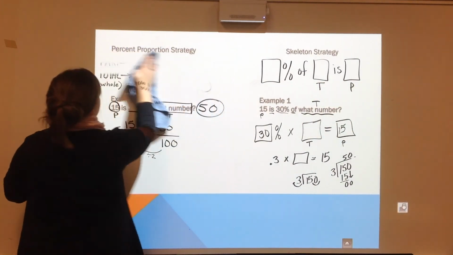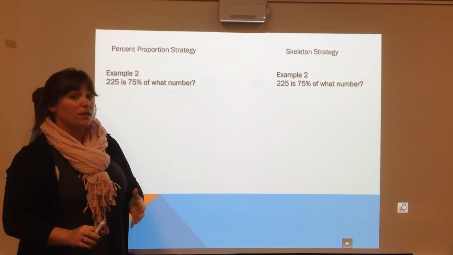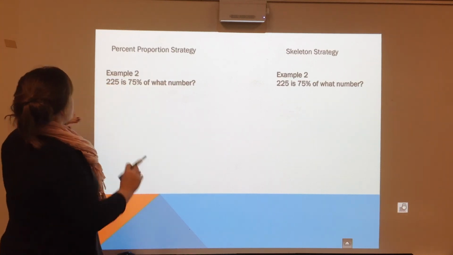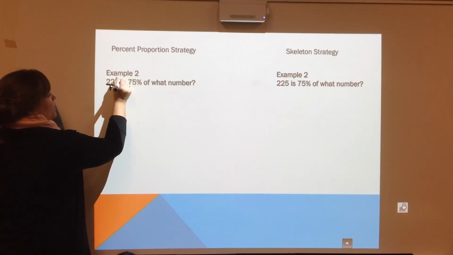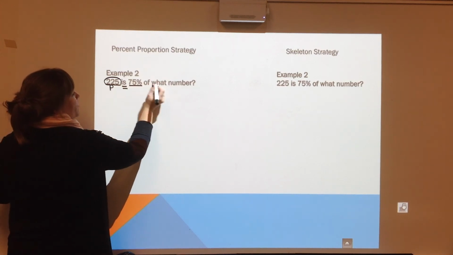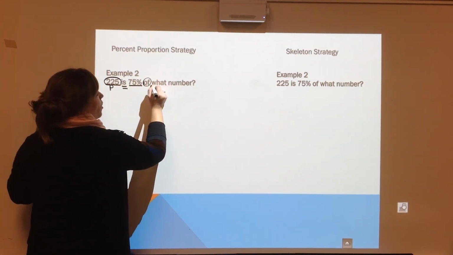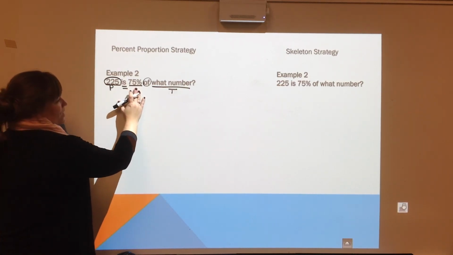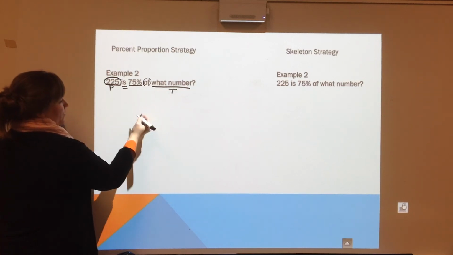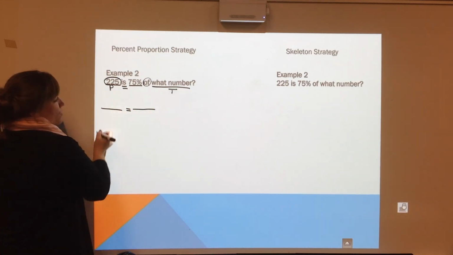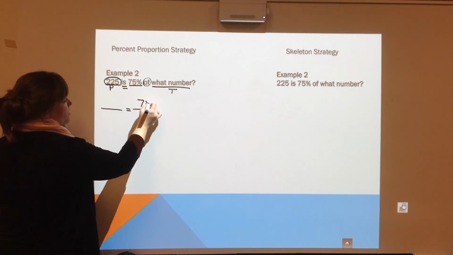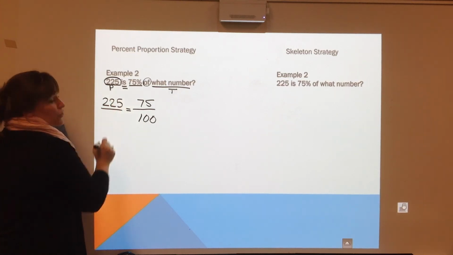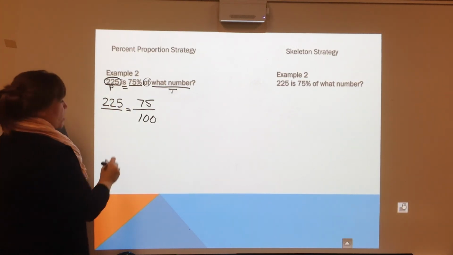Let's try another one. Same idea, we are asked to find the total. So 225, that's the part, is 75% of what number? 225 is 75% of what? So I'm going to set up 2 equivalent fractions. The 75% is 75 over 100, and the part is 225. The numbers are a little bit ickier.